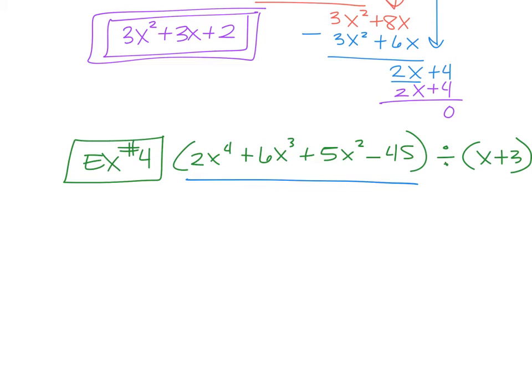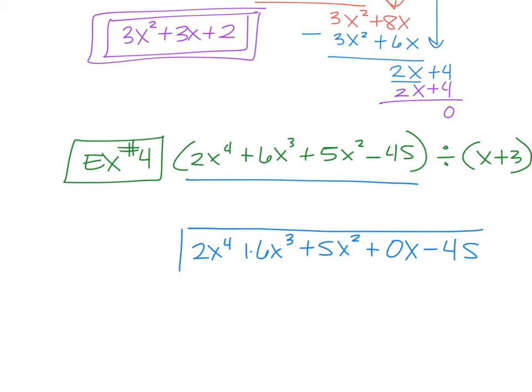So when you lay this out, you're gonna lay it out as 2x to the fourth plus 6x to the third plus 5x squared plus 0x, because that's 0, minus 45. And then divide by x plus 3. Okay, now from here, it's the same problem. You know exactly how to do this. Just don't forget to put that 0x in.